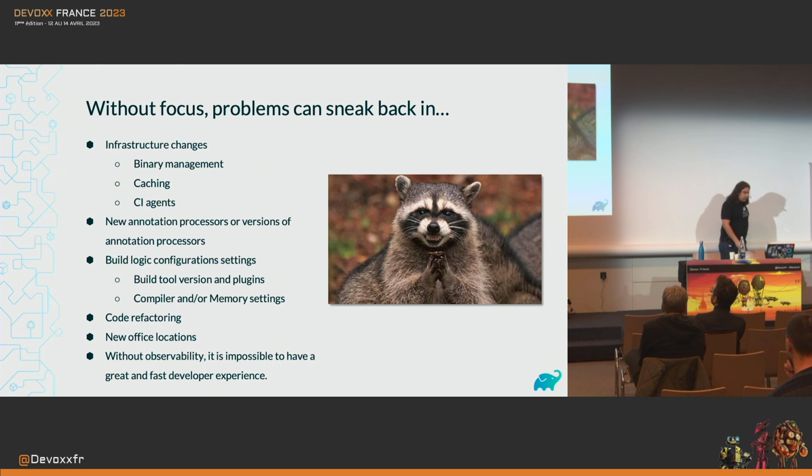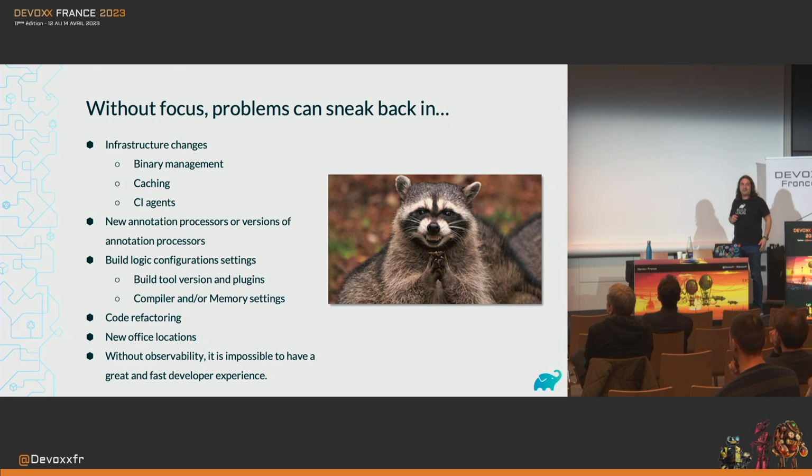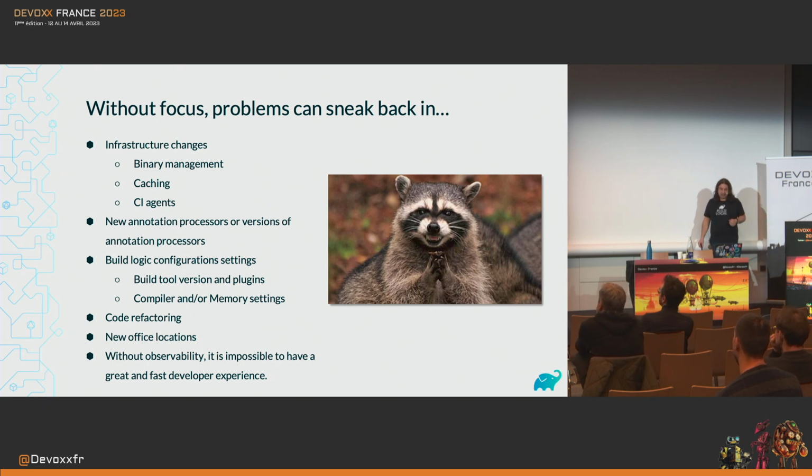Because without focus, we know that problems can sneak right back in, right? You may have done a great job optimizing your build, getting it down to 5 seconds, and then something happens with your caching, it stops working, or you introduce a new annotation processor, and suddenly it takes twice as long to run your compiles than it did before. Code refactoring, new office locations with people going back to hybrid or even in-office work now. You may have bandwidth issues that were different at your house than your office, and you need to keep track of that, right, so that we can understand it.